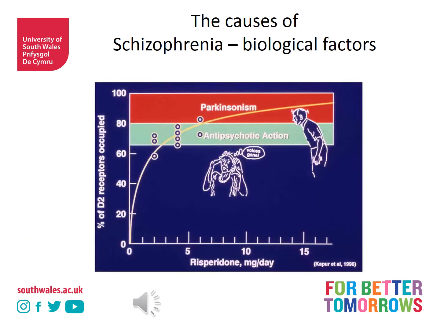This illustration shows the effects of an antipsychotic, risperidone, on symptoms of schizophrenia, and you can see that with 4 milligrams of risperidone, looking at the scale at the bottom of the page, there's an antipsychotic action and the voices are gone. But if you move to the right along the bottom scale, you'll see that when you get to 7 milligrams of risperidone a day, there's something called Parkinsonism action, which means that there's a motor deficit observed and the client may demonstrate a tremor.